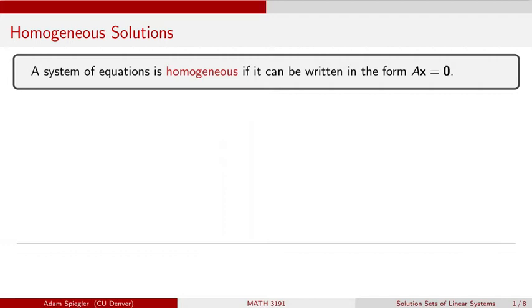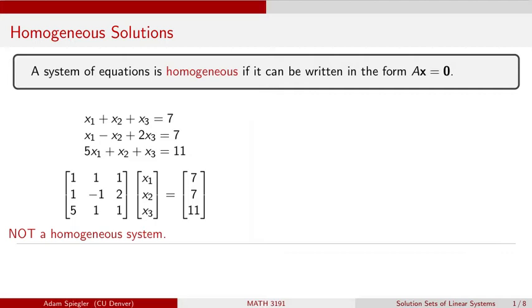A system of equations is homogeneous if it can be written in the following form. So here we have the matrix equation: matrix A times vector x is equal to the 0 vector over here. So this is a vector that comes out on the right side of that equation.